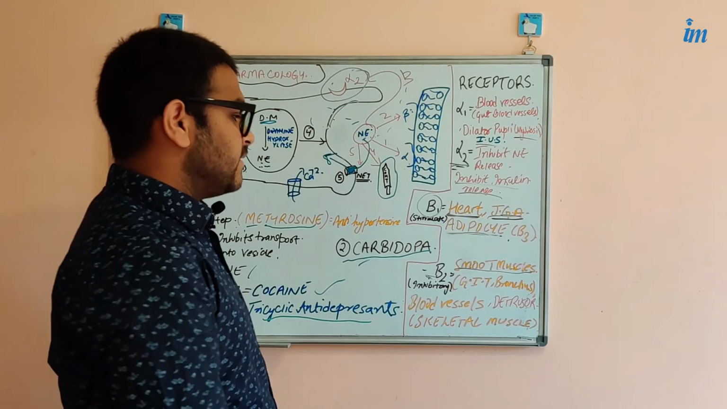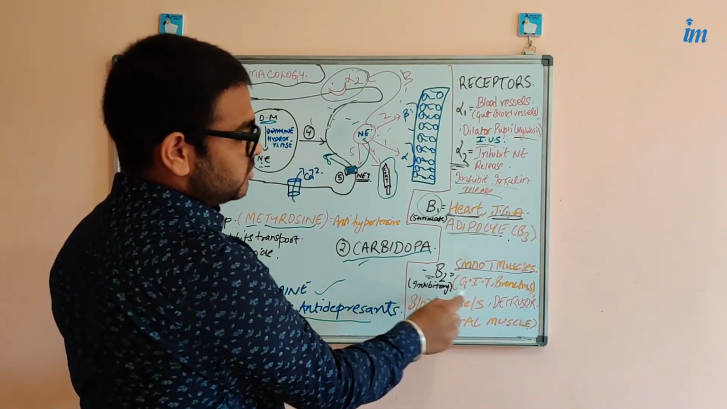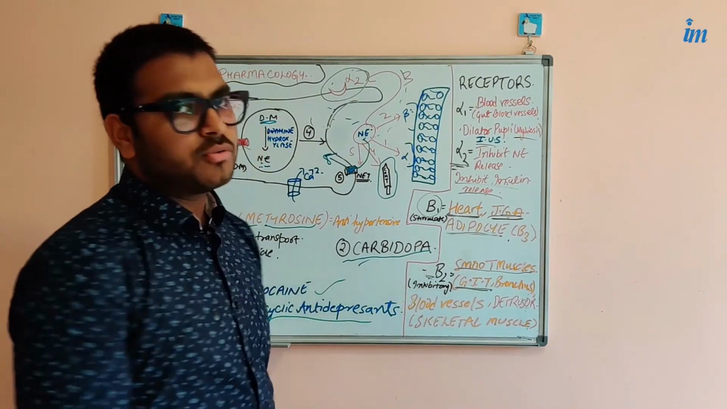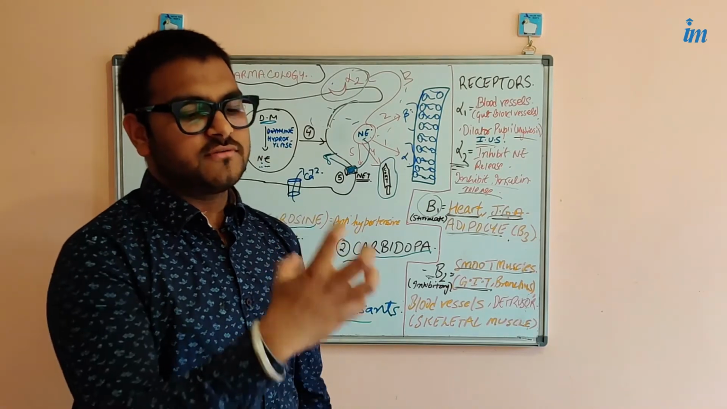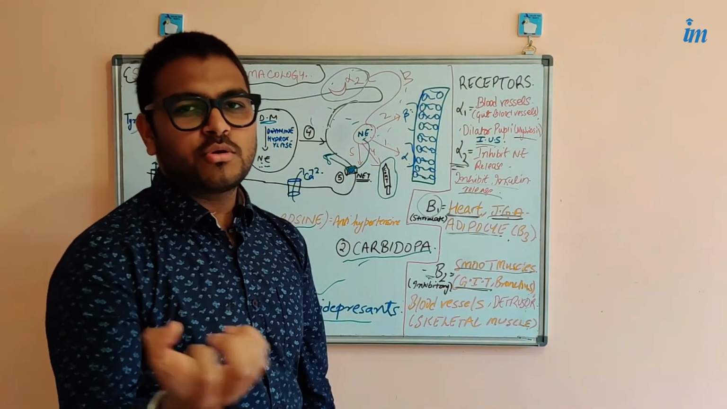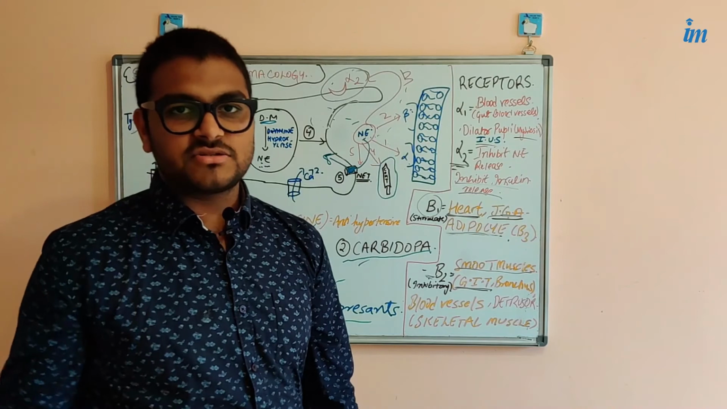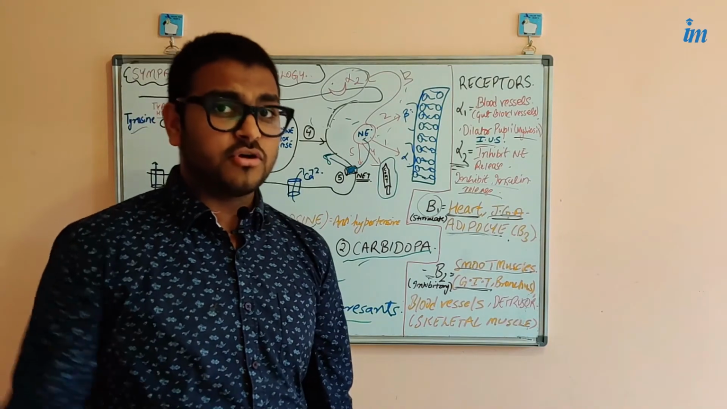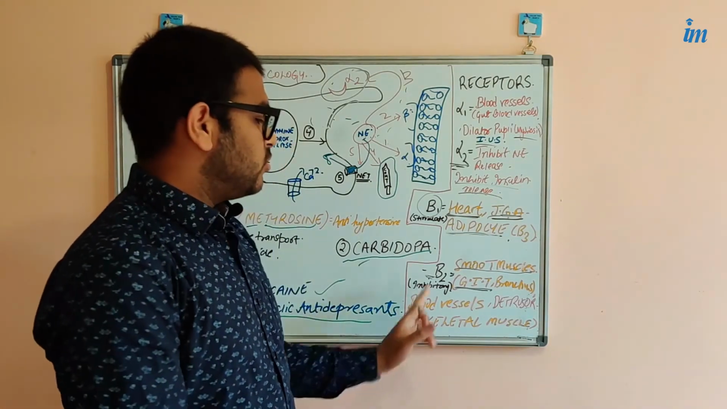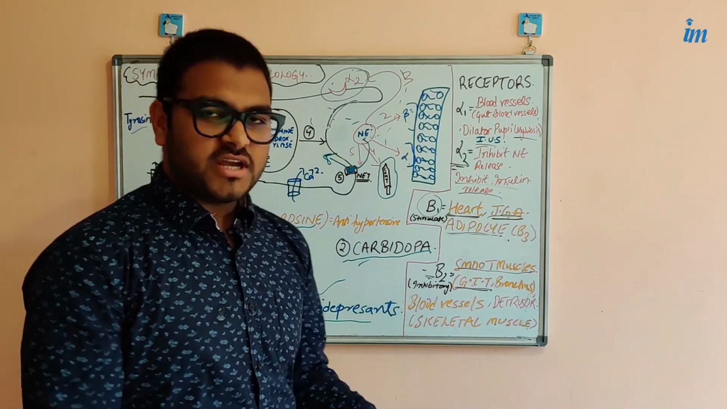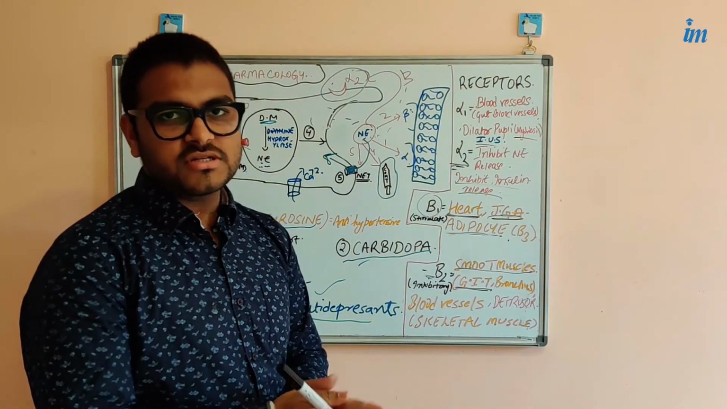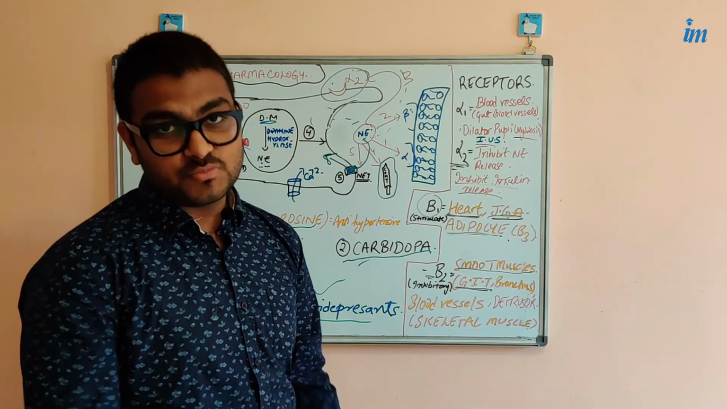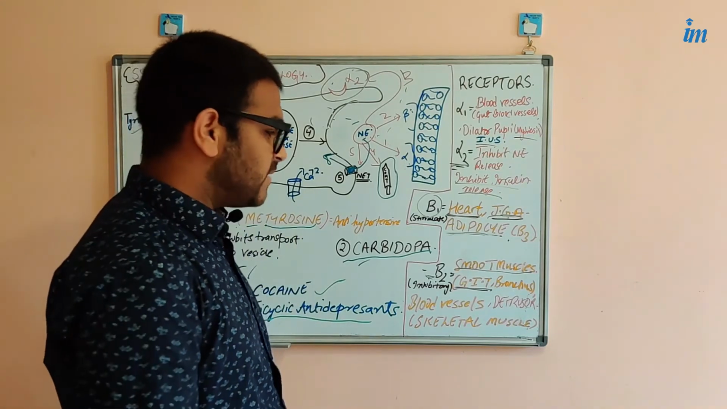Okay, then it is also present on GIT. You do not want the constriction of your GI tract, or you do not want the peristalsis to take place, or you do not want to digest the food when the dog is behind you. So what type of receptor is present in your GIT? Beta 2 receptor. What does it cause? It causes the relaxation of your GIT smooth muscles, so that you do not do the peristalsis.